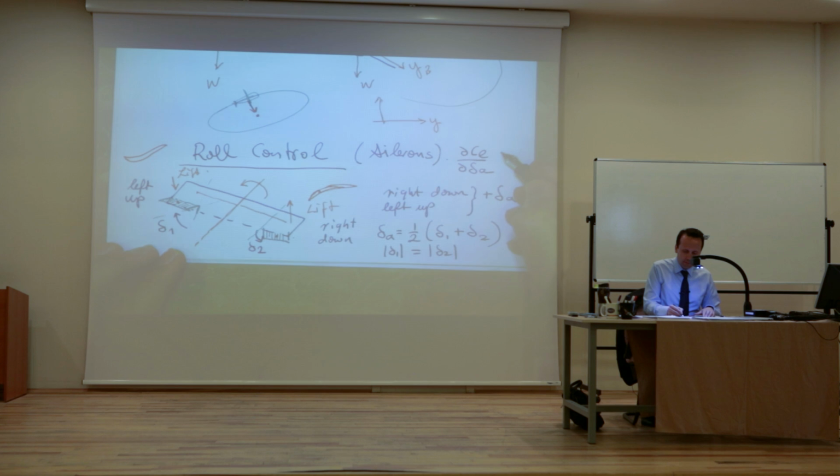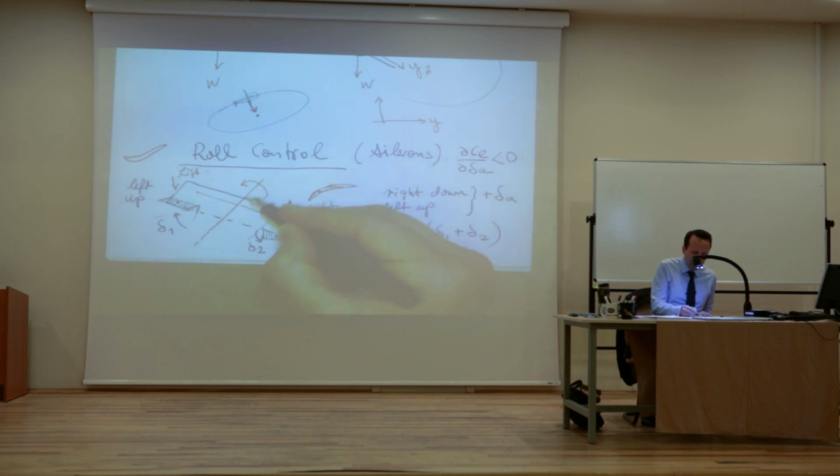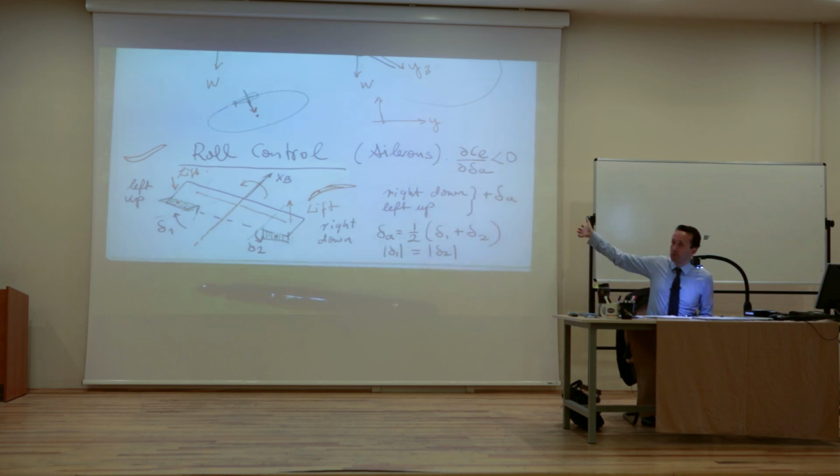It has to be negative, right? Because if this is a positive situation, which means the right one is going down, the left one is going up, more lift on the right side, less lift on the left side, which means you have a negative moment, a negative rolling moment, because if this is XB, you take your right-hand rule again, right? This is a negative moment, and therefore for a positive del A, you will get a negative CL.